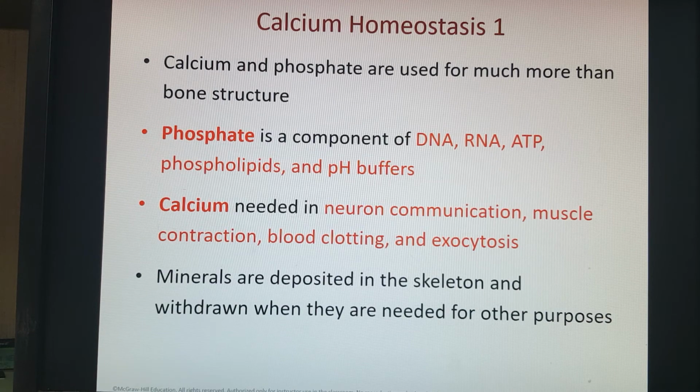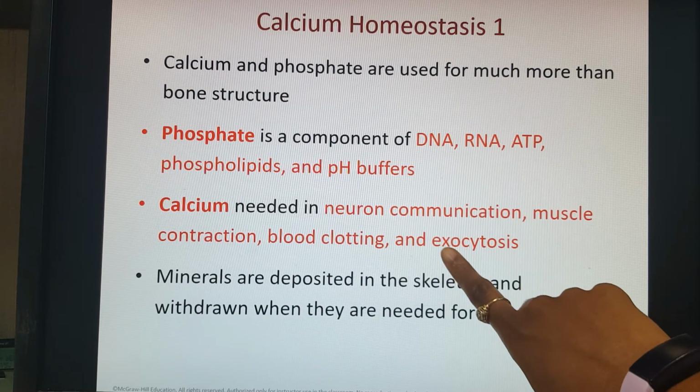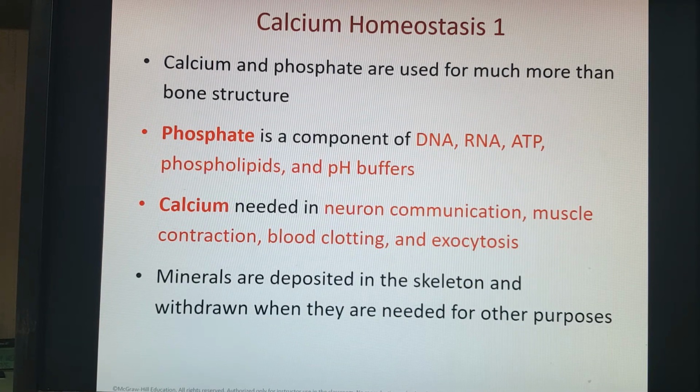We'll talk about this later, but it's necessary for neuron communication, muscle contraction, blood clotting. We won't really talk about that one as much. And exocytosis. So our body needs to maintain certain levels of this. So if your body doesn't have enough of this in the blood, it will steal it from your bones.